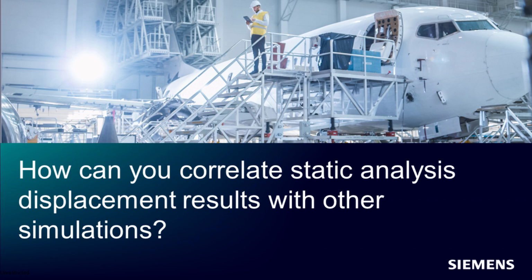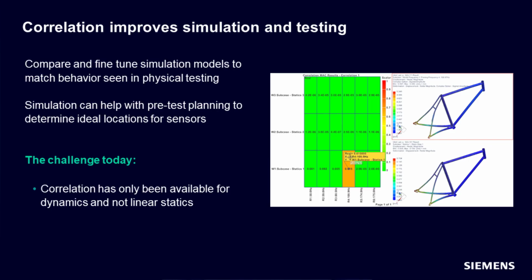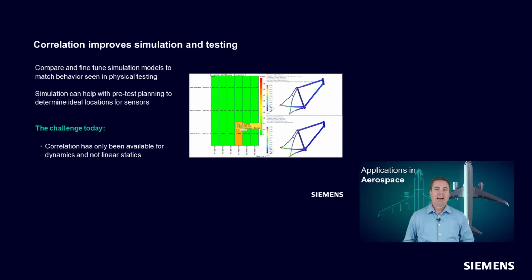But how do you know if the results you get are accurate? Engineers often use correlation methods to compare results from one analysis with another analysis that they know is accurate. However, analysis correlation to date was only available for dynamics and not linear statics.